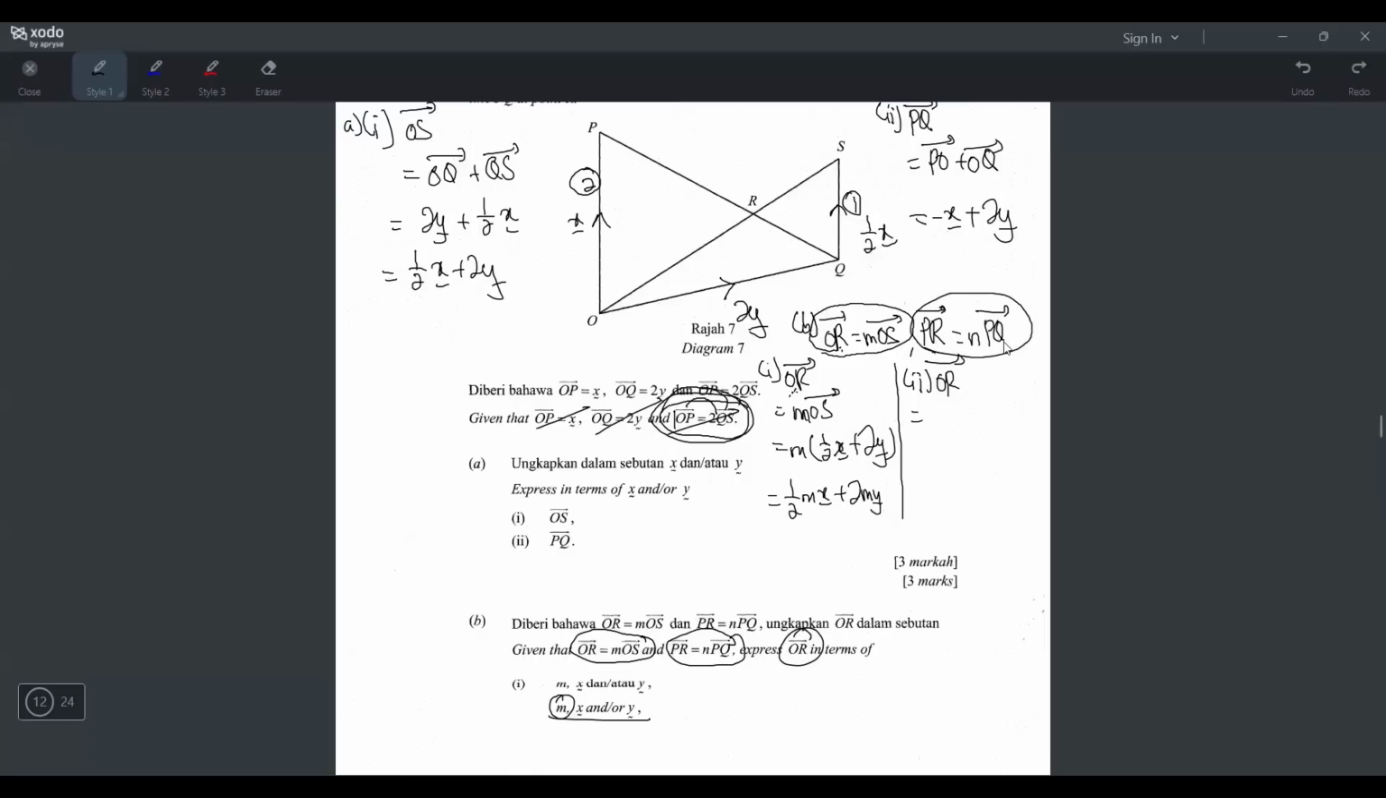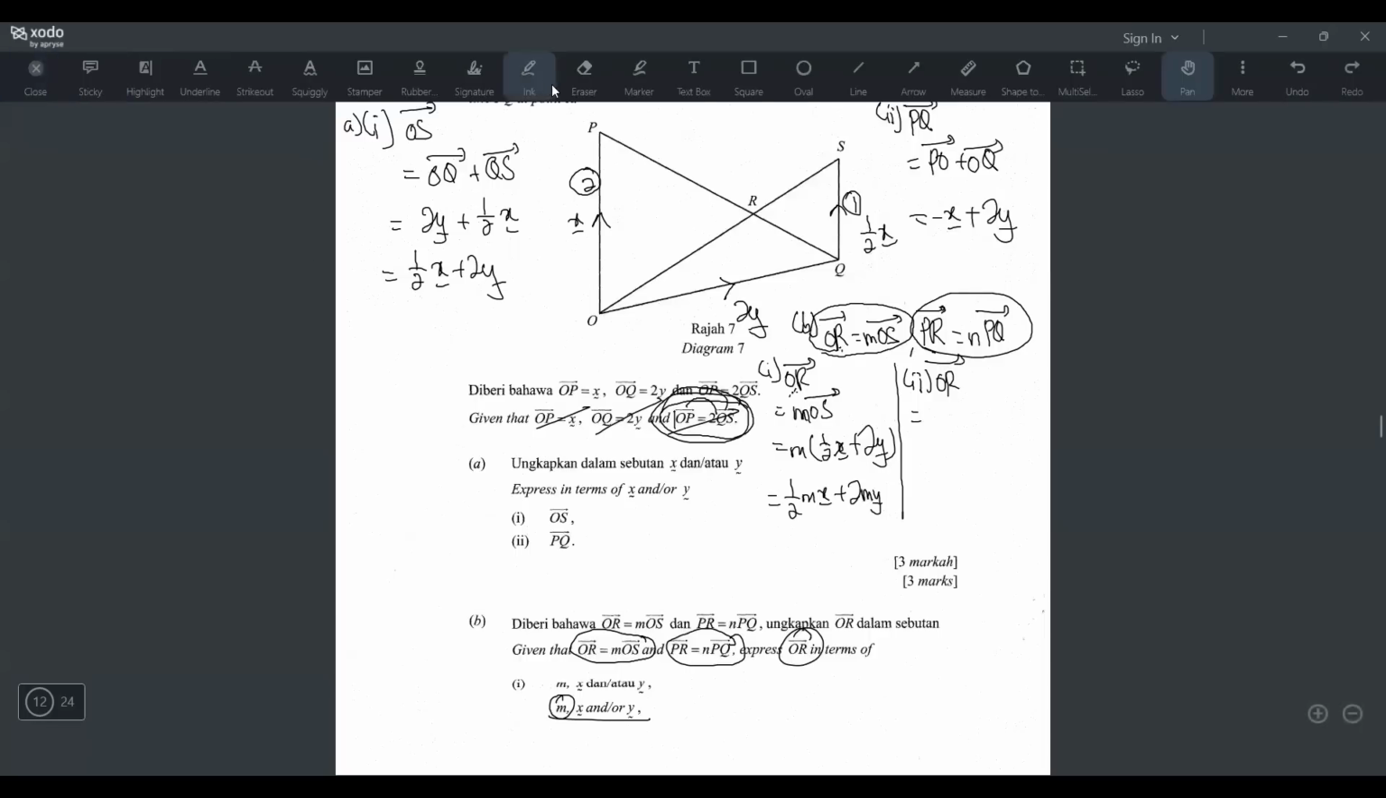PR equals to n PQ. But saya nak cari OR sekarang. So, apa connection? Apa connection dia? Boleh tak saya terus tulis n PQ macam ni? Confirm tak boleh kan? Confirm salah kan? Sebab ini bukan PR. Kalau ini PR, you tulis macam ni betul lah. PR is n PQ. Saya mau OR sekarang. So, what is the connection between OR and PR? R, right? R is the connection. I repeat, OR and PR, R is the connection.